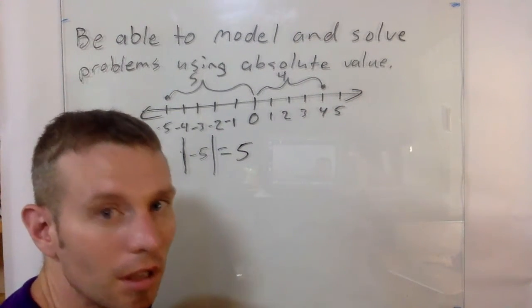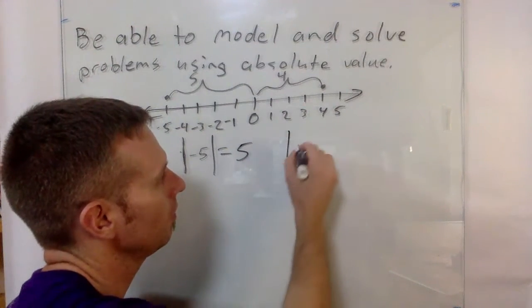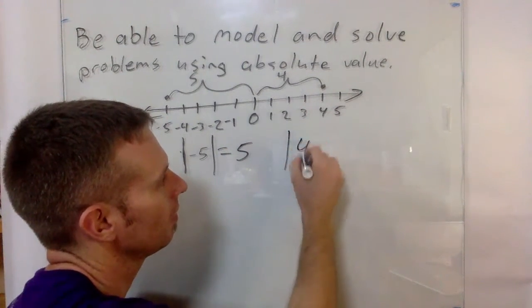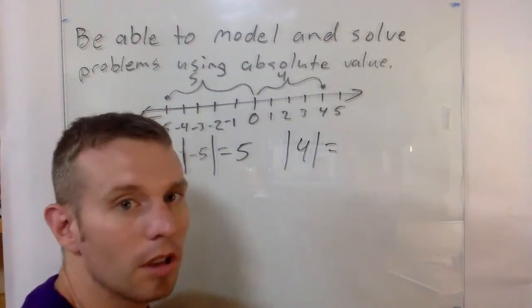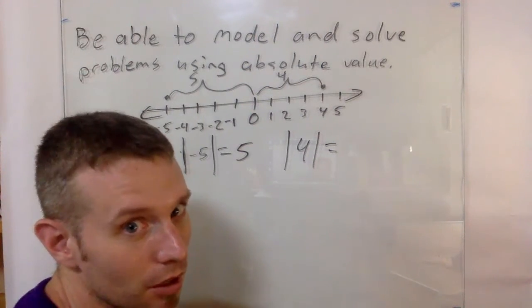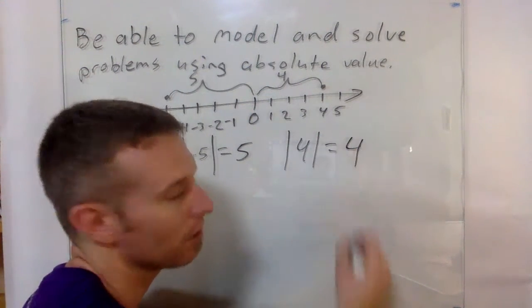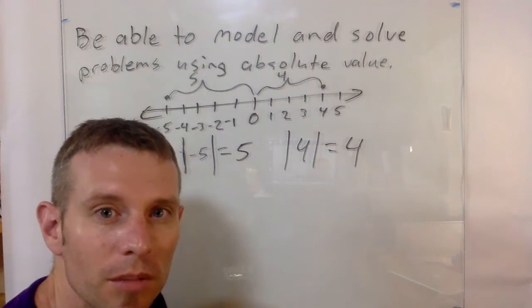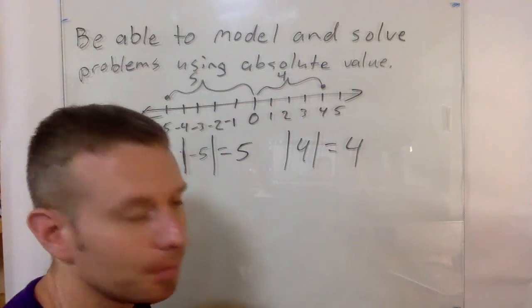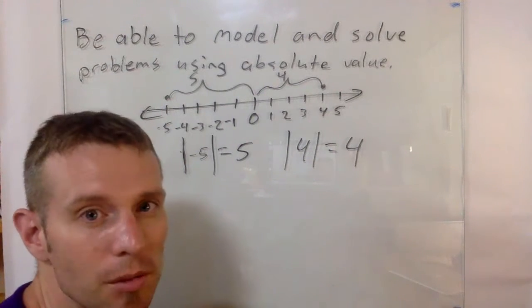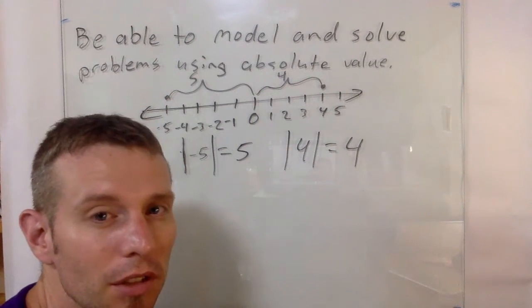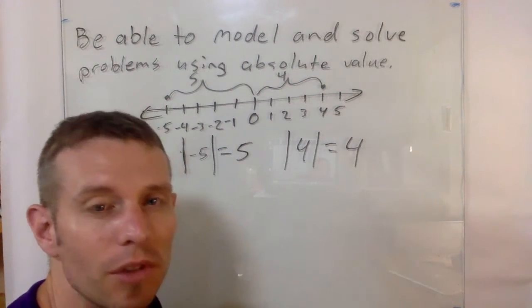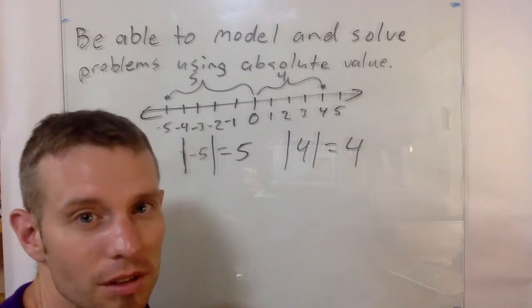5. And the absolute value of 4 is not -4. It's positive, it's 4. So no matter what, when you take the absolute value of something, it becomes a positive number. The absolute value of -11 is 11. The absolute value of 7 is 7.